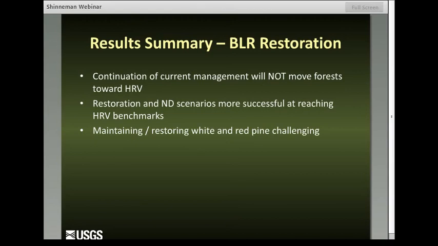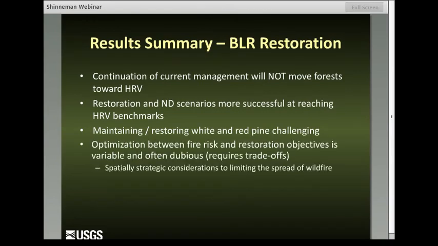There were issues, of course, like I mentioned earlier. We had difficulties retaining red and white pine. In terms of its total area on the landscape, it reduced in all scenarios. And there are issues in terms of optimization between achieving fire risk goals and restoration objectives. So if we want to restore jack pine on the landscape, we're likely to see more fire, as we saw in the natural disturbance scenarios and in some of the restoration management scenarios.